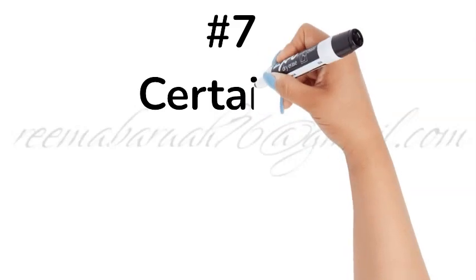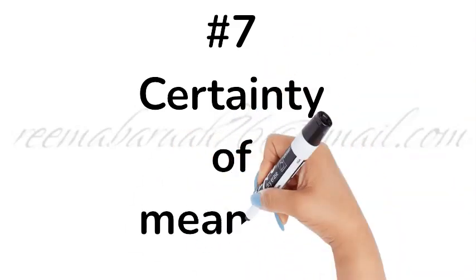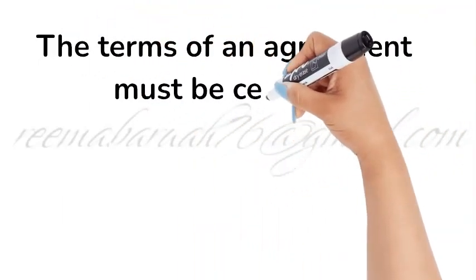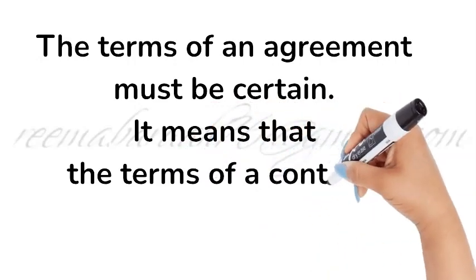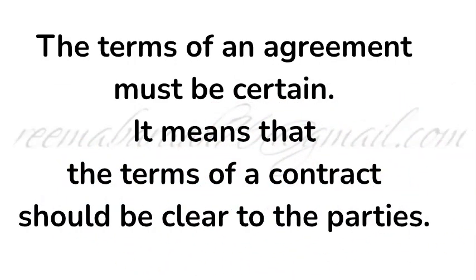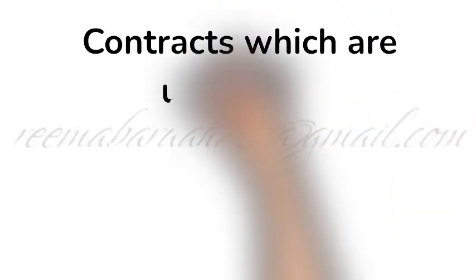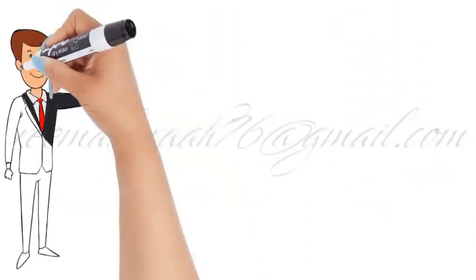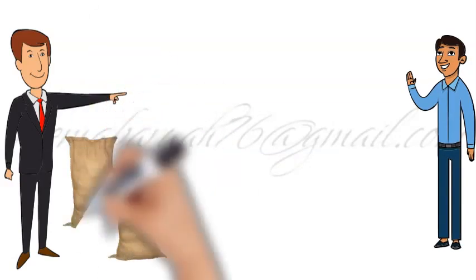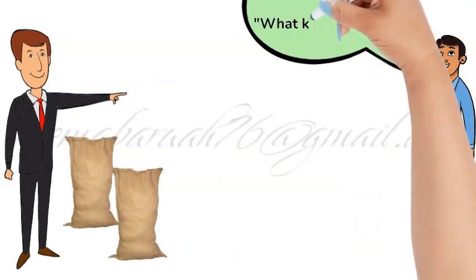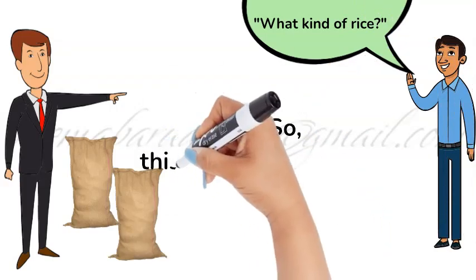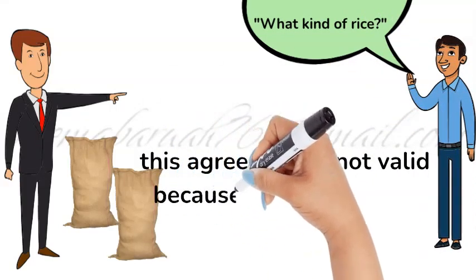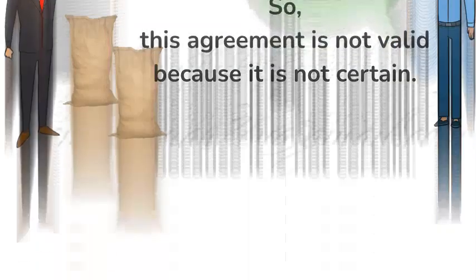Now we move on to the next essential of a valid contract, that is certainty of meaning. The terms of an agreement must be certain. It means the terms of a contract should be clear to the parties. Contracts which are uncertain cannot be enforced in the court of law. Example: Rahul agreed to sell to Sanjay 2 quintals of rice. In this agreement, it is not clear what kind of rice. So this agreement is not valid because it is not certain.